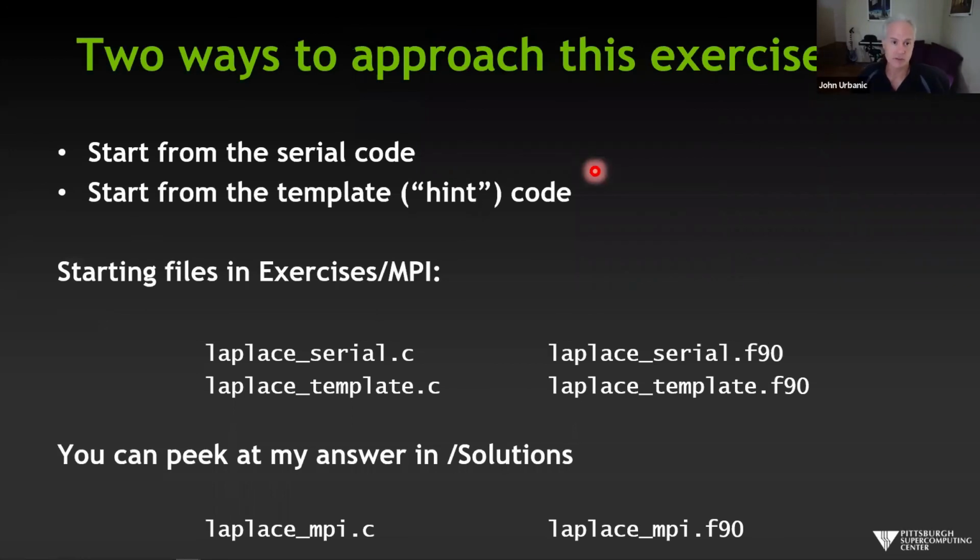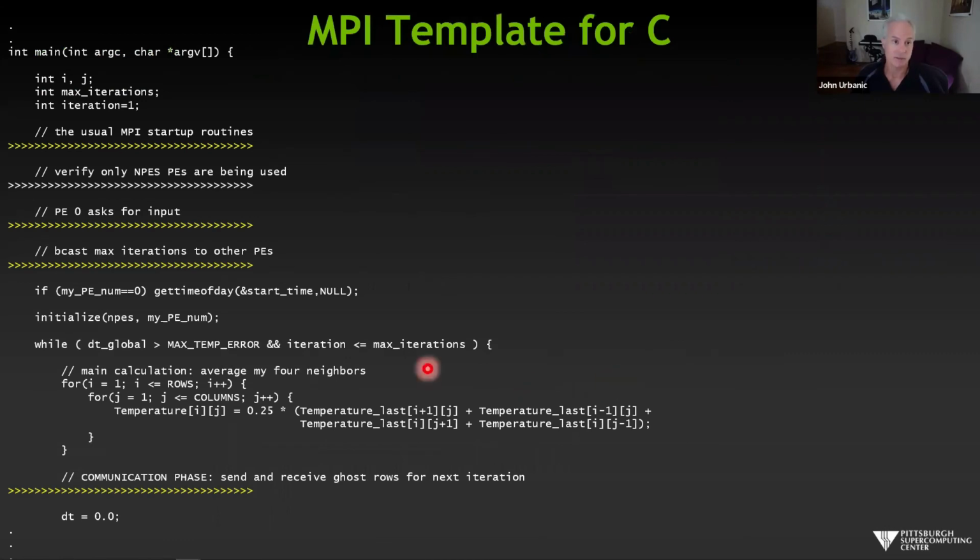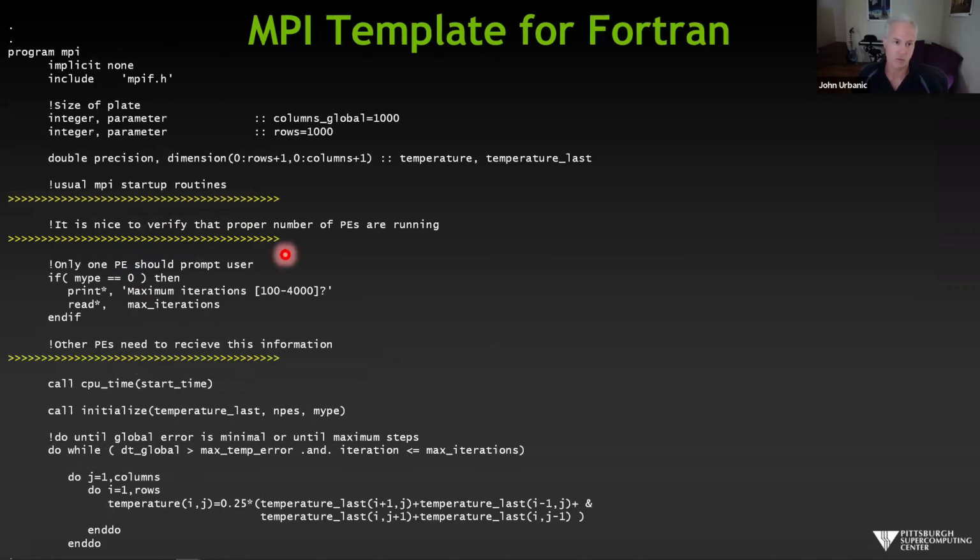Now, there are two ways to approach this exercise. You can either just start with the serial code that you have sitting there in your exercises MPI directory called Laplace serial C or Laplace serial F90. You can start with that code and just start plugging in MPI routines, or you can take a template version I've got sitting there that has some hints. Here's the C version of the template code, where there are these greater than signs with comments saying where you might want to consider putting in some MPI code. They're not really big spoilers. Matter of fact, the hardest part of your code, the communication phase, is what it says right here. So you've got a lot of thinking, a lot of work to do, but at least it gives you some hints. And the Fortran one looks very much the same.